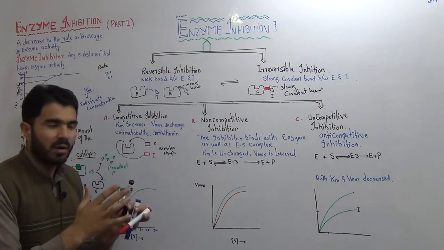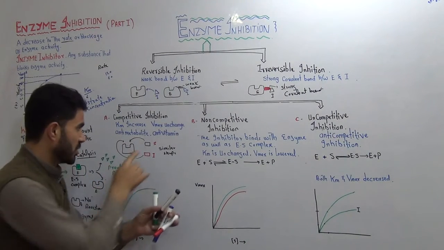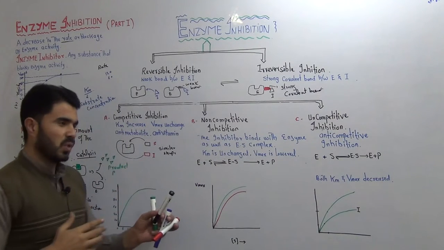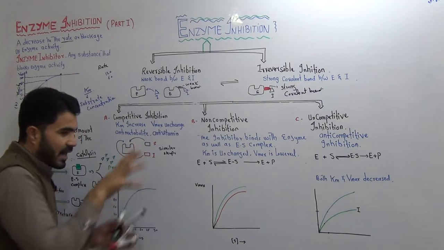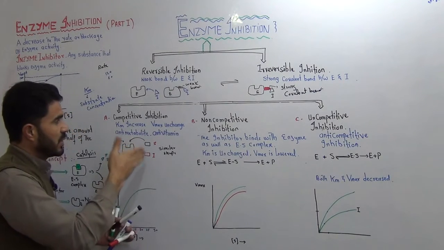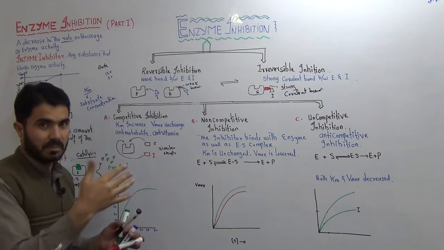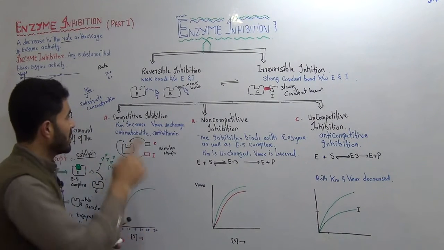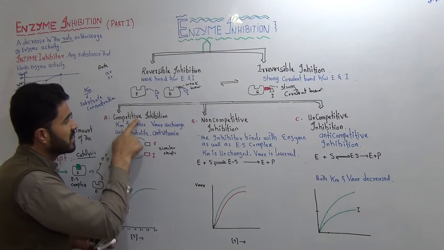What will happen now? A competition will start between these two. Substrate will say, I will go. Inhibitor will say, no, I will go. So a competition will start between the substrate and inhibitor. This kind of competition will result in competitive inhibition.